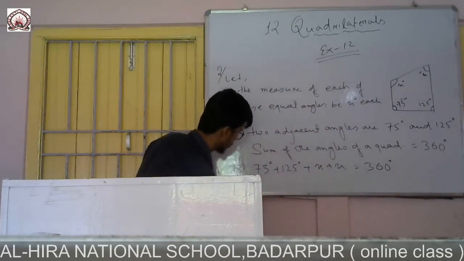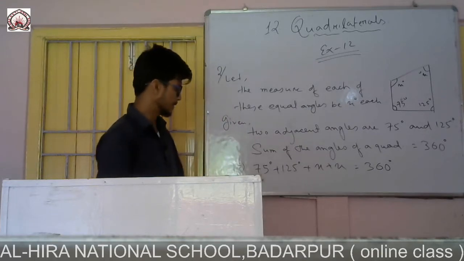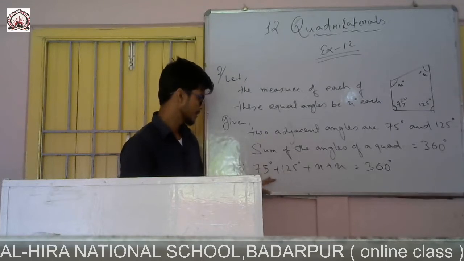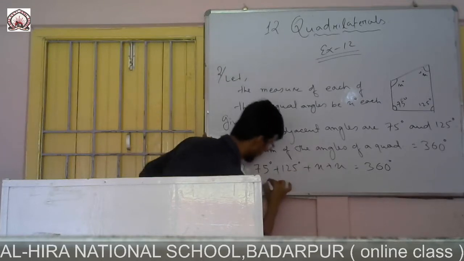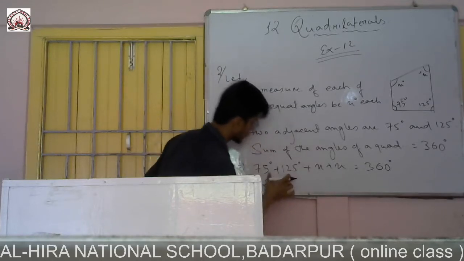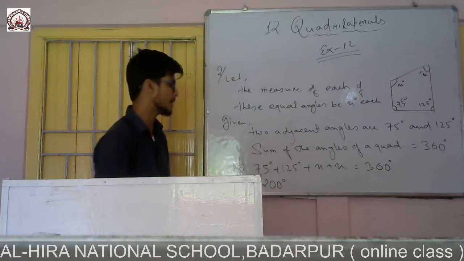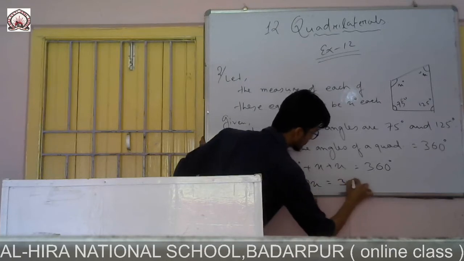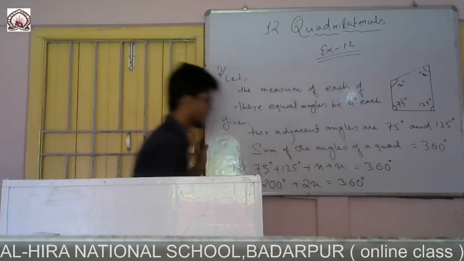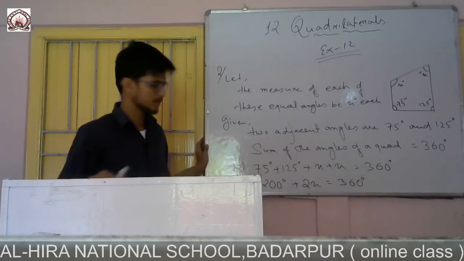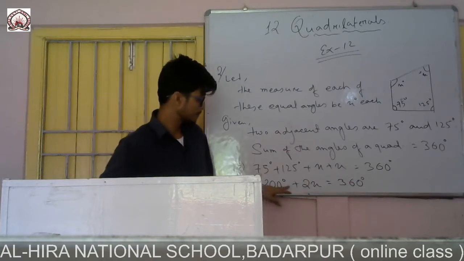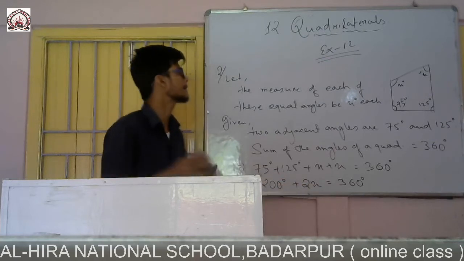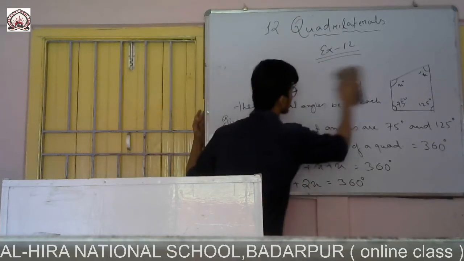So now if I solve this, 75 plus 25 is 100, plus 100 is 200. So 75 degrees plus 125 degrees is 200, and x plus x is 2x, which equals 360 degrees. So 200 degrees plus twice x equals 360 degrees. Right?